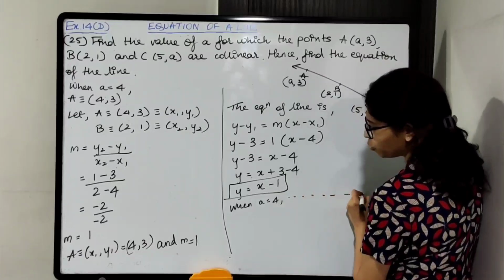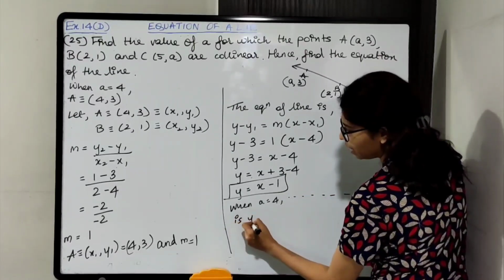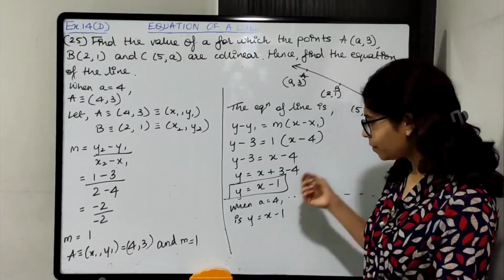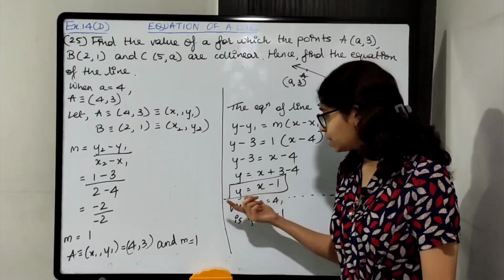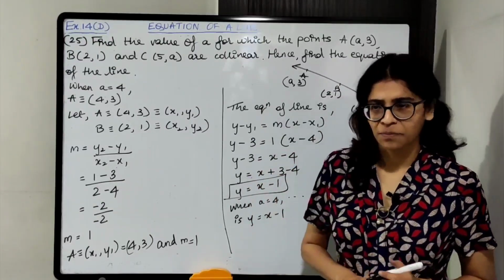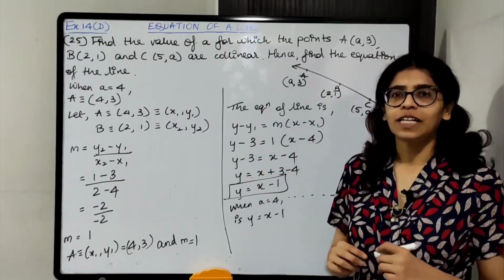Write down the statement: when a is equal to 4, the equation of the line is y equals x minus 1. Okay, you can also write it as x is equal to y plus 1. Either way your equation is correct. Okay, don't forget the final statement.